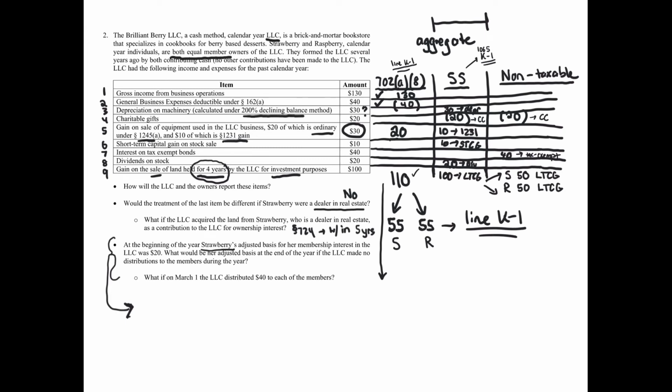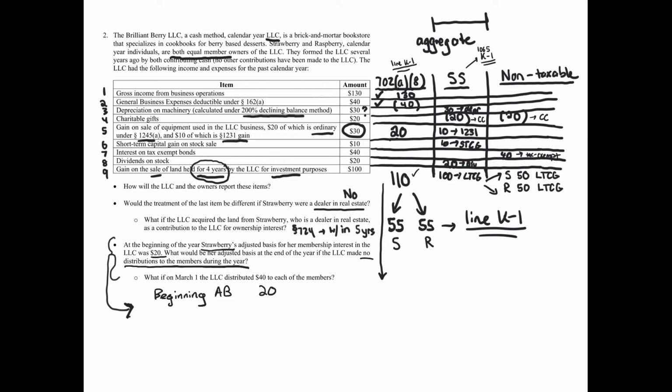So we're told in the problem that Strawberry's beginning basis at the beginning of the year, this partnership's been operating for a few years now, the beginning adjusted basis of Strawberry is 20. Okay? What would her basis be at the end of the year if the LLC made no distributions to the members during the year? That's obviously important.